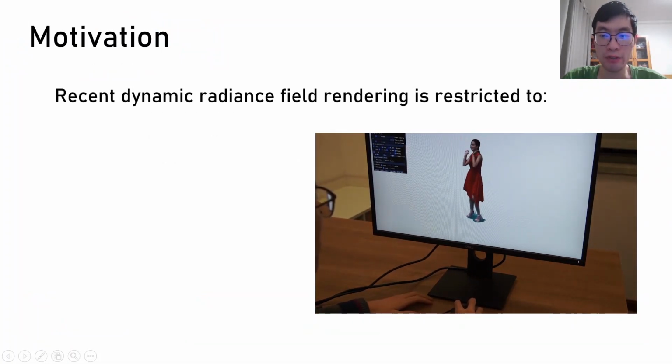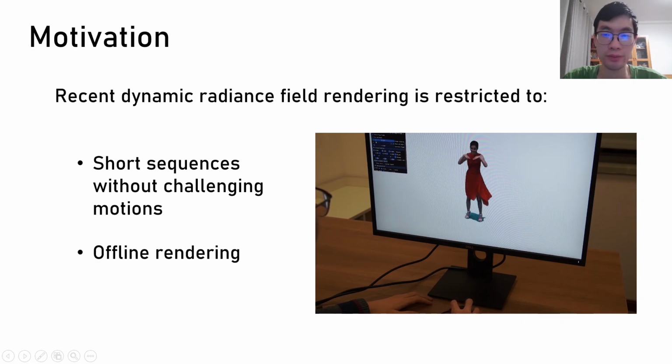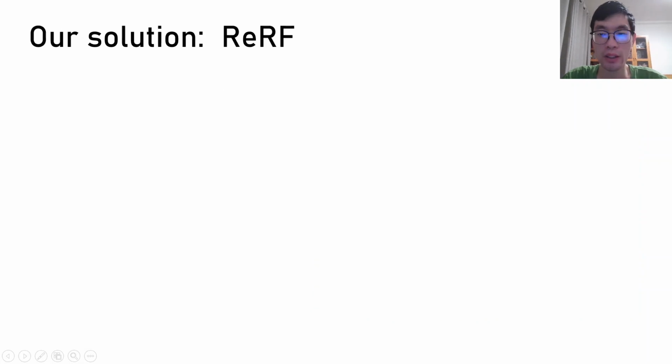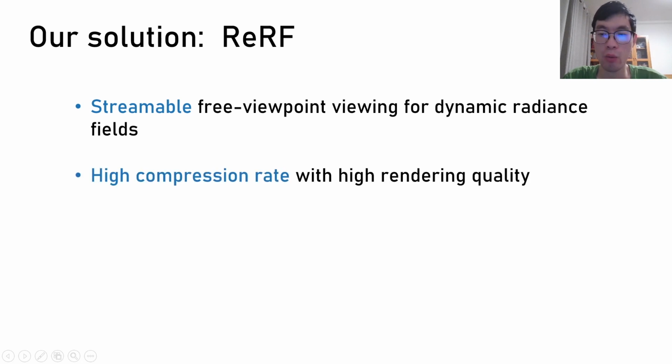Recent dynamic radiance field works enable photorealistic free-viewpoint rendering experience. However, they are restricted to short sequences without changing motions and offline rendering. To fill this gap, in our work, we propose neural residual radiance field (REF), a novel neural representation to support streamable free viewpoint viewing of dynamic radiance field. REF enables to achieve a high compression rate while maintaining high rendering quality.